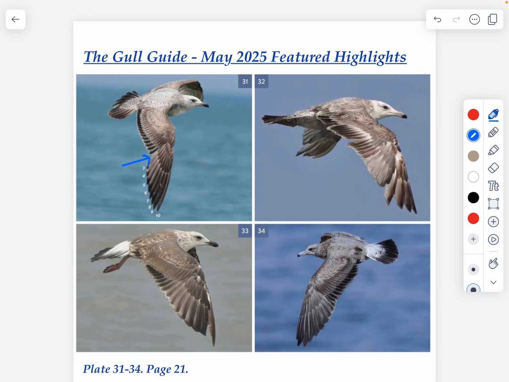molt has begun. So we went through plates 31 through 34, and we noted some of these June, August birds in flight feather molt. And by September, October, on these second cycles, most of the flight feathers have grown in. And a bird like this on plate 34 is a second basic California gull now in late September.